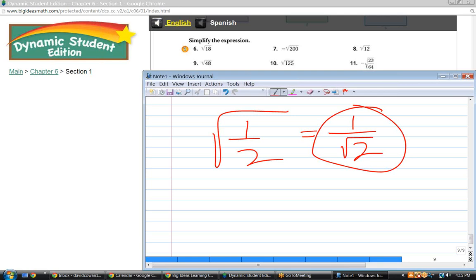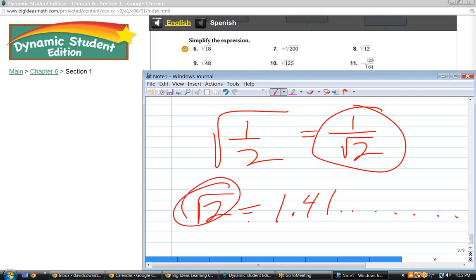Well, square root of 2 is irrational. Any root, in other words, irrational means you cannot express it as a fraction. Square root of 2 is equal to 1.41 on forever. So there's no way to express square root of 2 as a fraction. That makes it irrational. That means you cannot leave it in a denominator like this.